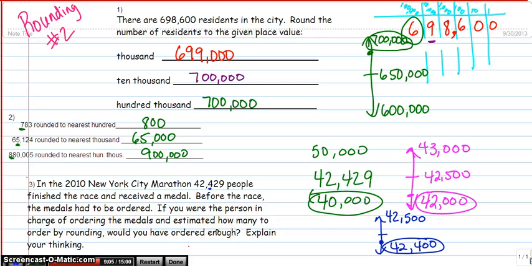Do you think I would have ordered enough? Probably not. I would need to order a little more to make sure that everyone gets one. So rounding will not give me enough medals. And you would explain your thinking by writing a number sentence.